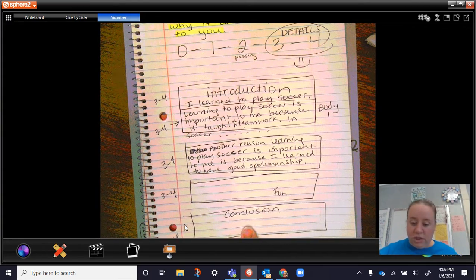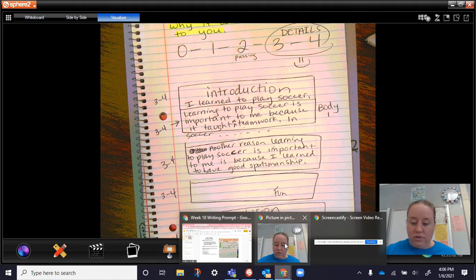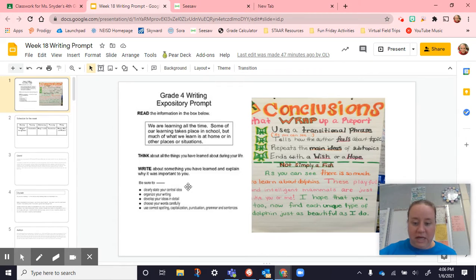Then with your conclusion, if you go back to your prompt page over here, I gave some reminders about how to do a conclusion. A conclusion wraps up a report. It uses that transitional phrase. So you could say, as you can see, then I'm going to say how I feel. So, as you can see, there are lots of things that I have learned from playing soccer.